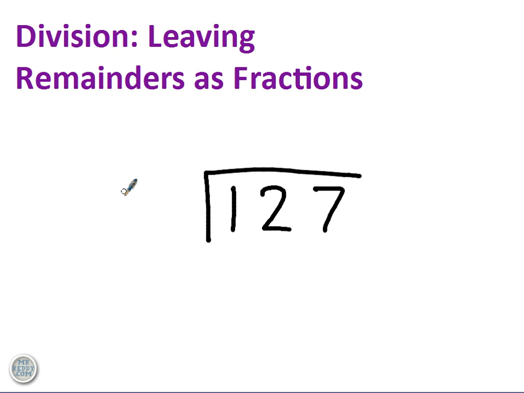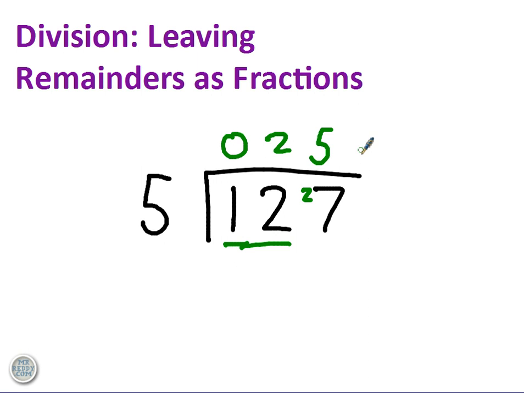127 divided by 5. 5 into 1 doesn't go. 5 into 12 goes 2 times, remainder 2. 5 into 27 goes 5 times, remainder 2. So what do I do with the remainder? Pop it up the top, fraction line, and then bring the number that we were dividing over here. And so the answer is 25 2/5.